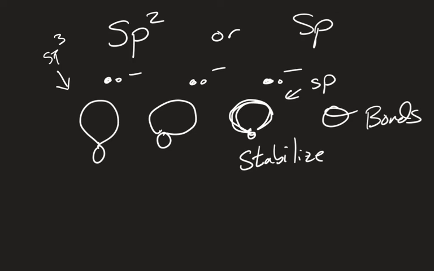So which of these is going to be the most stable? The one with a negative charge? The sp3 hybrid, the sp2 hybrid, or the sp hybrid? Yep, this is our most stable anion.